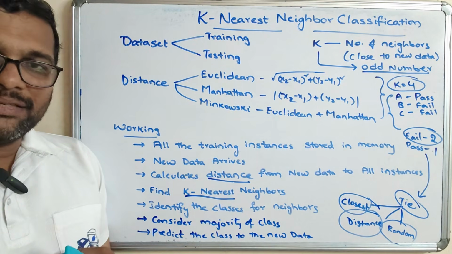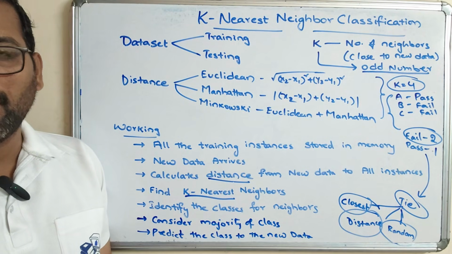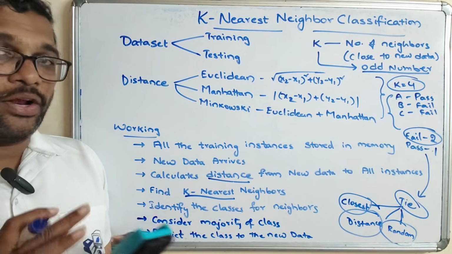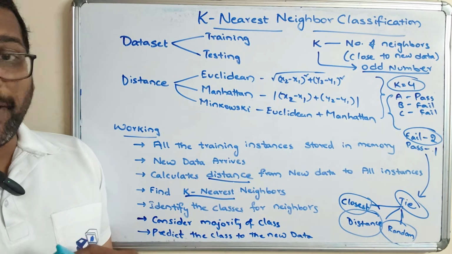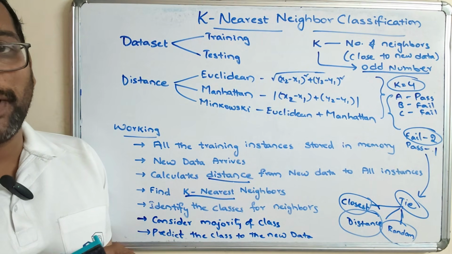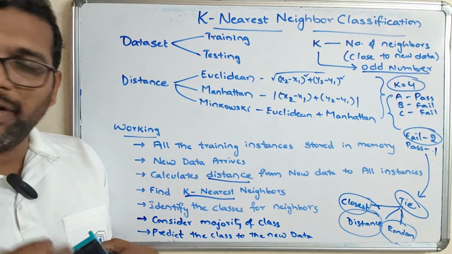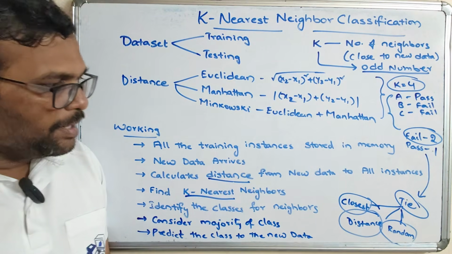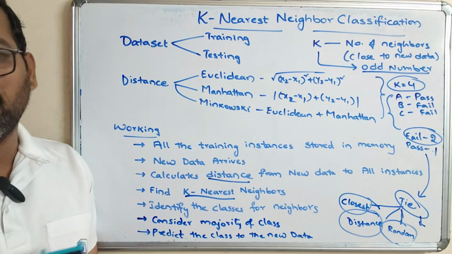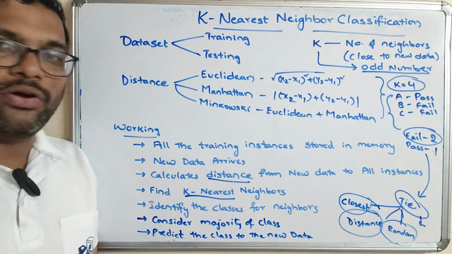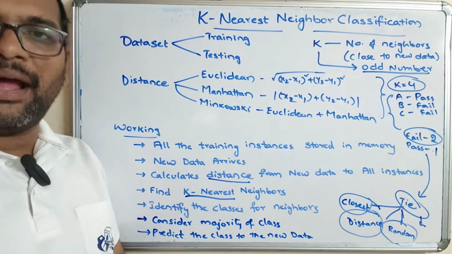The advantage is that it is very simple to implement, and multiple class classification can also be supported by k nearest neighbor classification. And drawbacks, there will automatically be a drawback. What is the drawback? It requires more memory because we are storing all the instances, and there might be a chance of getting complex things like tie breaking. So hope you understood this one, and now we will see a small example.